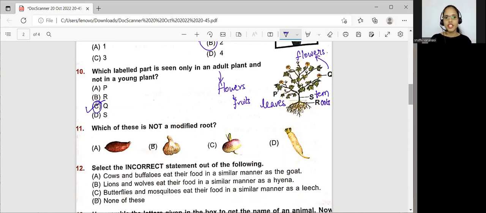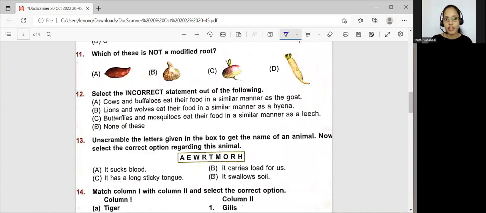Now, let's talk about question number 11. Which of these is not a modified root? Now option A is sweet potato, that is a root. C is turnip or beetroot, both of them are roots. D is radish, that is also a root. All the ACD options store the food in the roots. But here it is garlic, onion, they have a small stem and they have fleshy leaves. In this only they will be storing the food and water. So therefore this is not storing food in the root. Therefore this is the correct answer.